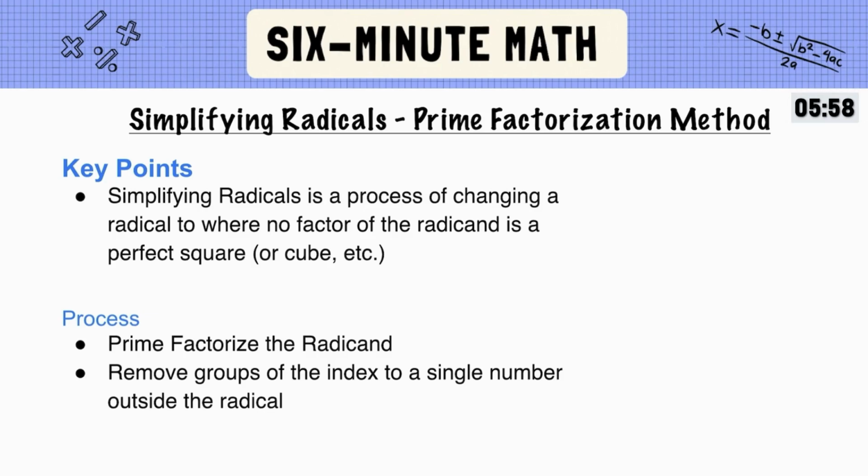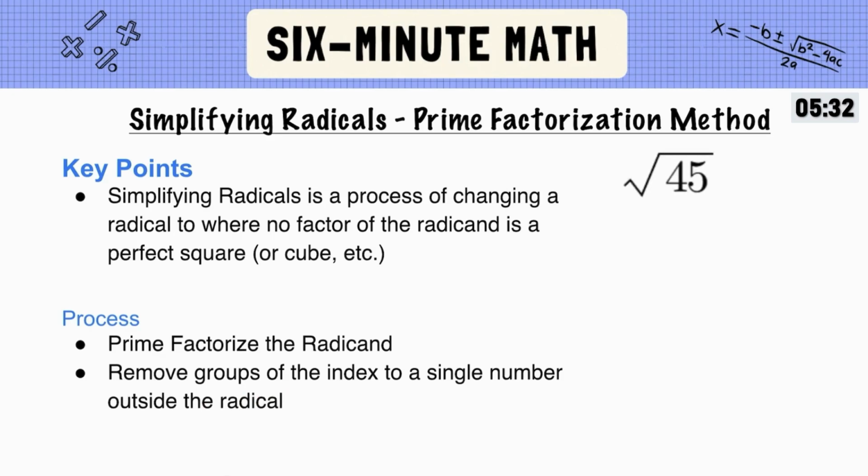Our key points to simplify radicals are to understand that we are going to change a radical to where no factor of that radicand is a perfect square. Our process for the prime factorization method is we are going to prime factorize the radicand, and then we're going to remove groups of the index to a single number outside the radical. What does that look like?